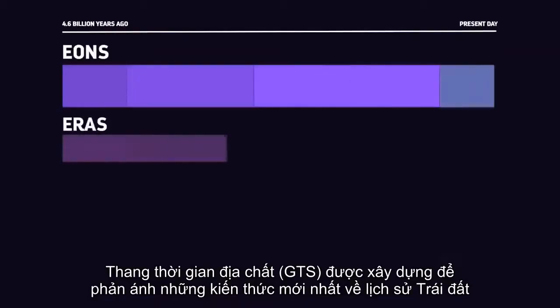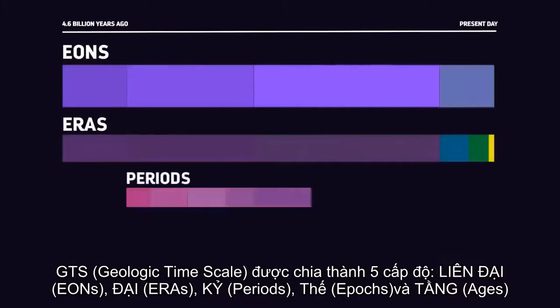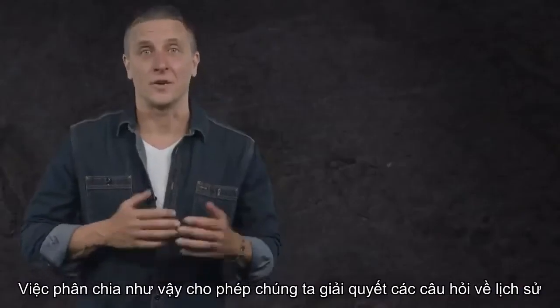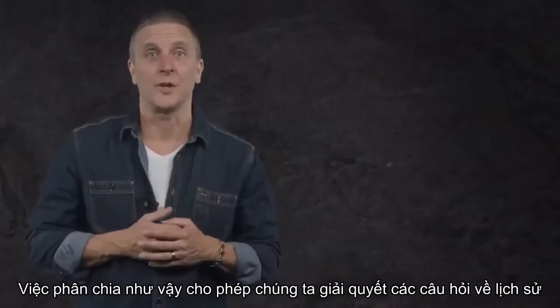It's updated from time to time to reflect the latest knowledge of Earth's history. And today it's organized into 5 subgroups: eons, eras, periods, epochs, and ages. Organizing time in increments like this allows us to ask questions about history on different scales.